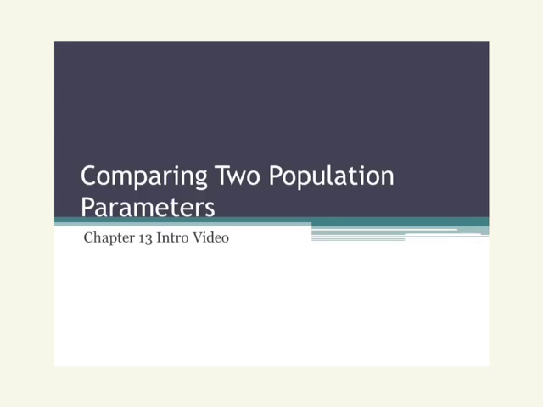Alright, what we're going to get into in Chapter 13 is taking the next step in statistical inference. So we've been comparing one population to a specific number. And now it's time to compare two populations to each other. I think the best way to introduce this is through a little cartoon that's in your textbook.